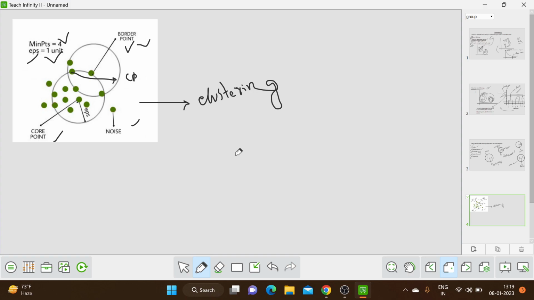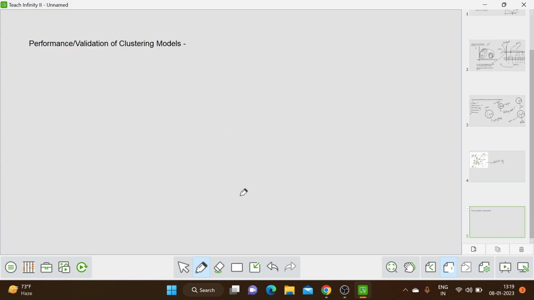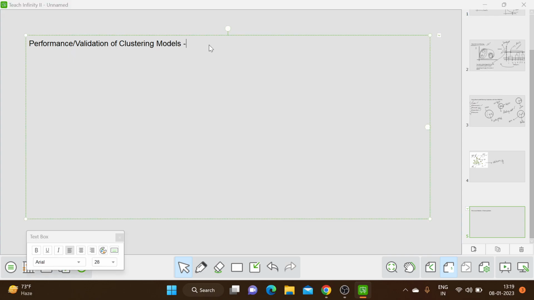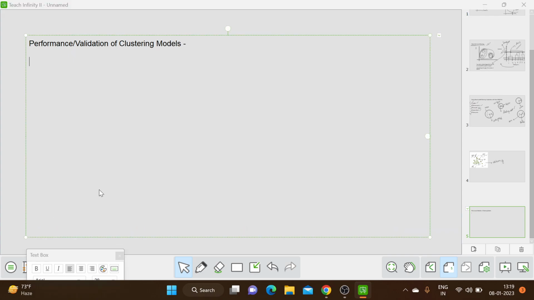Now the next thing we will go to is performance validation, or validation of clustering models. What is this? In regression algorithms we used two methods, R2 score and adjusted R2 score. In classification we used accuracy, recall, precision, F2 score, F beta score, like that. Here also we have some performance or validation methods for clustering models. One of the methods is Silhouette clustering.